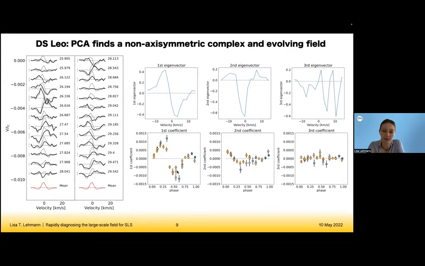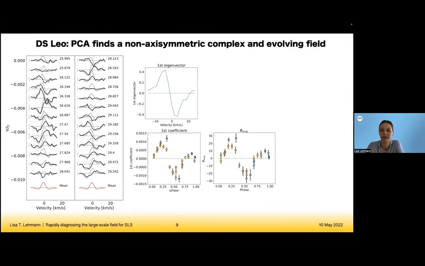So I color-coded the coefficients with rotation cycles, and we see that the coefficients for the orange and yellow cycles are smaller in amplitude than for the blue ones. So this indicates that the large-scale field of DS Leo is decreasing in this time. We see the same trend again for the longitudinal field, as again, this is a low Rossby number object.